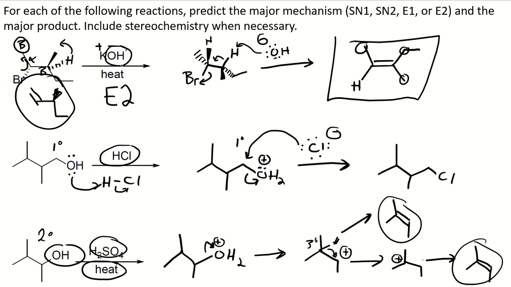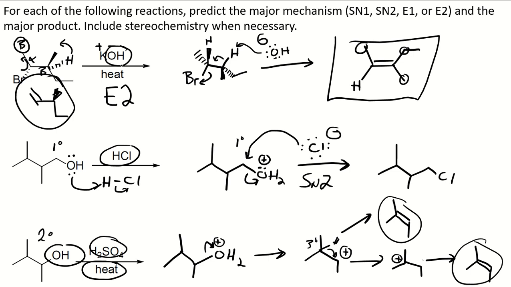And then when we protonate the alcohol, we have a good nucleophile, chloride, which will do an SN2 because we had a primary alcohol. If we had a secondary or tertiary, we would have SN1. Secondary would actually do either SN1 or SN2, but a tertiary would only do SN1.